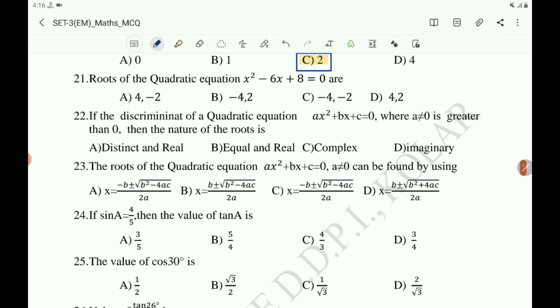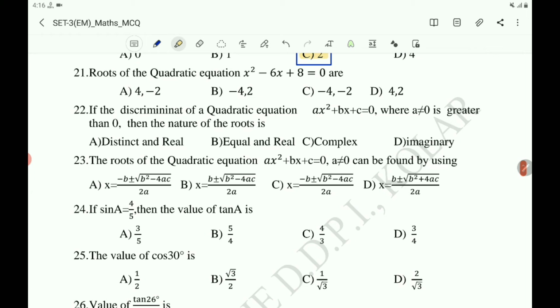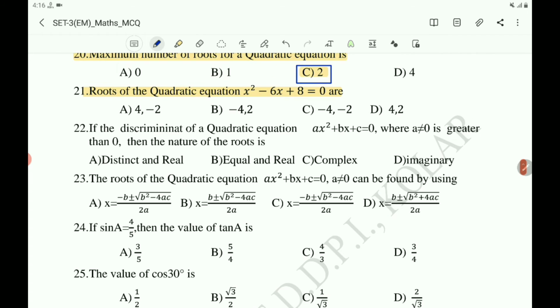Then you take question number 21. Roots of the quadratic equation x square minus 6x plus 8 equals 0. Here we have to split the middle term. Then you will get the answer easily.